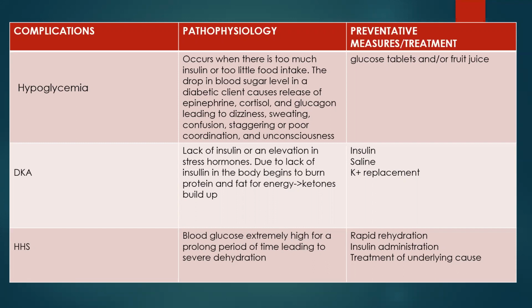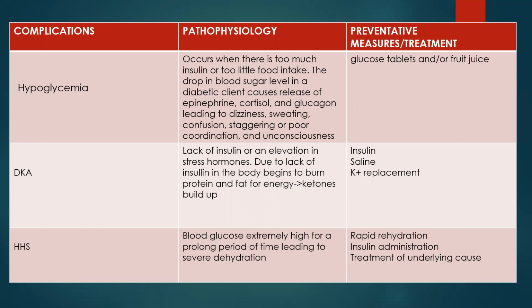Some complications of diabetes are hypoglycemia, which occurs when there is too much insulin or too little food intake. The drop in blood sugar level in a diabetic client causes release of epinephrine, cortisol, and glucagon, leading to dizziness, sweating, confusion, poor coordination, and unconsciousness. Preventative measures and treatment are glucose tablets and or fruit juice.